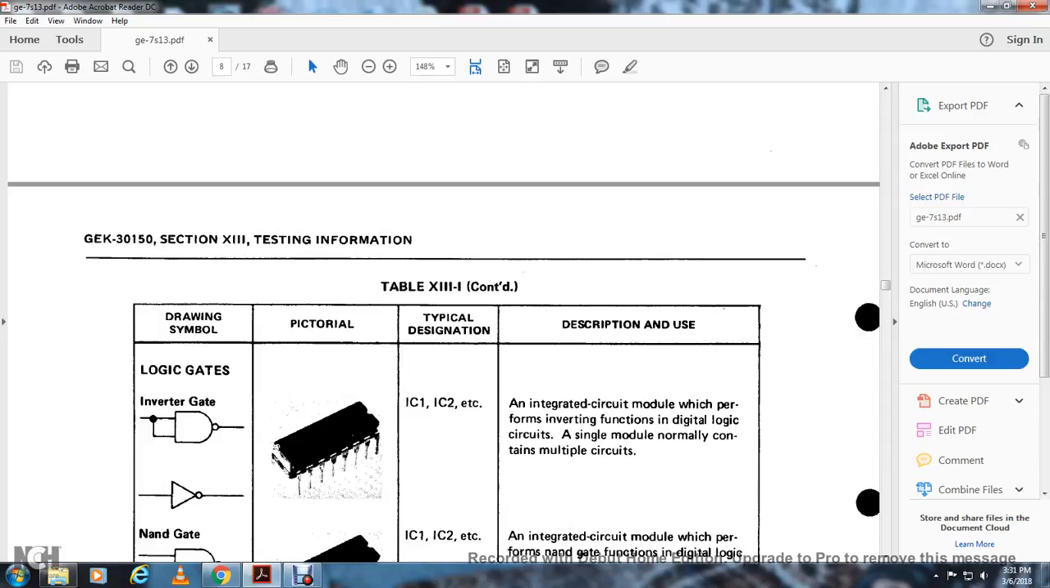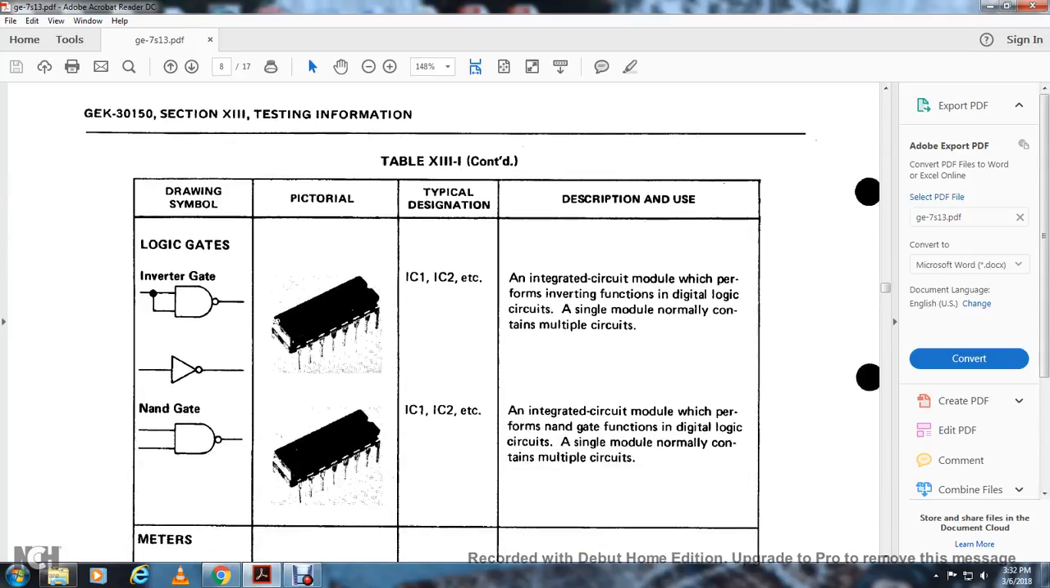Alright, inverted gate: an open triangle, open dot, open half circle with a square parallel circuit. Stands for inverted gate, IC1, IC2, integrated circuit module. Performs the inverting function of the digital logic circuit. The signal module can normally contain multiple circuits.